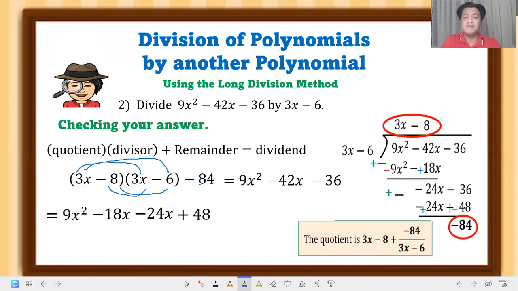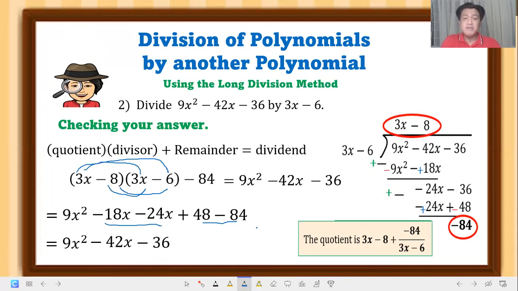I-bring down lang natin or copy si minus 84. Okay, then we have two combining like terms in 9x squared. Meron ba siyang like terms? Wala, copy lang natin. And you have to combine, same kasi sila na may x, literal coefficient. That will become negative 42x. And we have to combine constant terms, 48 minus 84, that will become negative or minus 36.